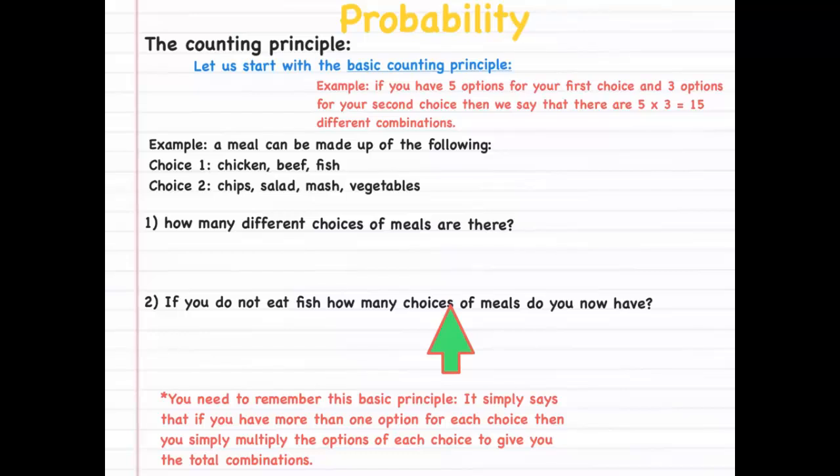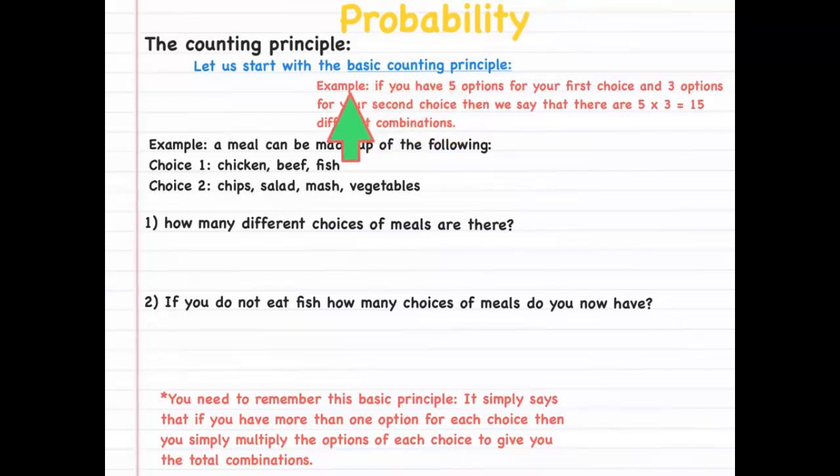Everyone, and welcome to this section where we will actually learn about the counting principle. Now it falls under our heading of probability, but we're not going to calculate probability now. We are going to look at the counting principle in the next few lessons. In this lesson we will start with the basic counting principle, and it's so important that you remember this.